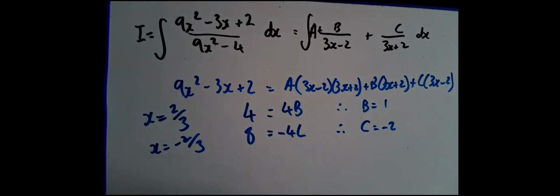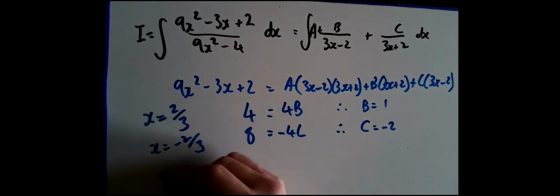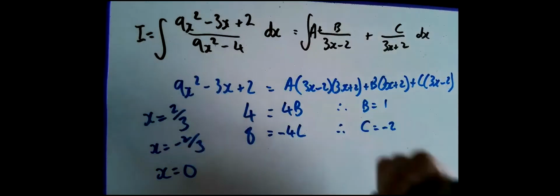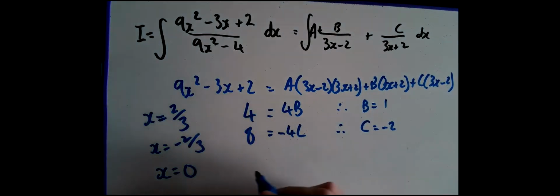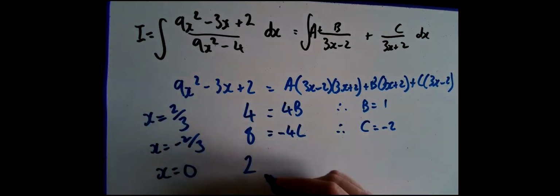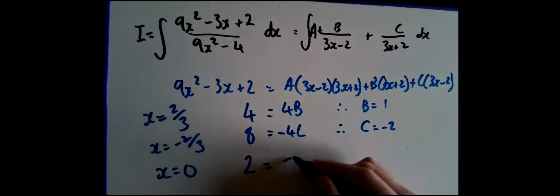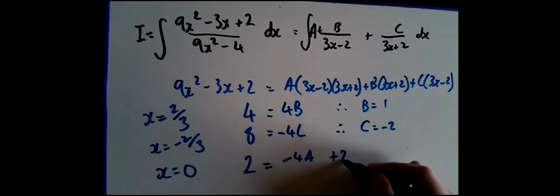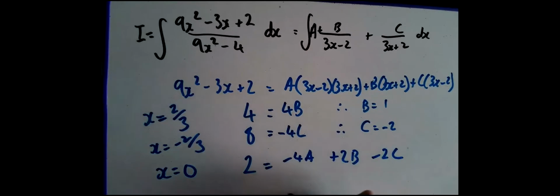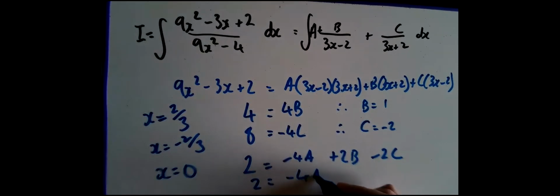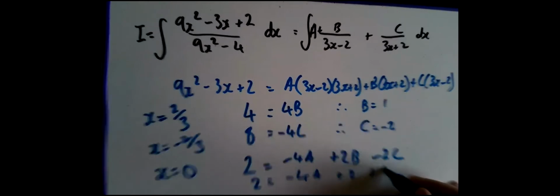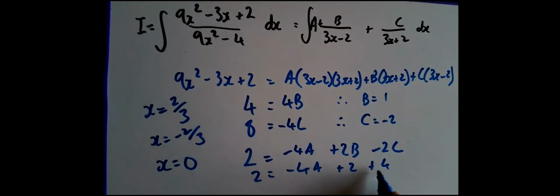And then pick any random number to get what A is, or you can do it by spotting. So I can spot that A is just going to be 1, because they're just going to cancel out to give me 1, but let's double check. 0 in, like 2 equals minus 2 times 2 is minus 4A, plus 2B minus 2C. So 2 is minus 4A plus 2 plus 4. So that gives me 6. Take the 6 to there, so I get minus 4, it's minus 4A, therefore A is 1.